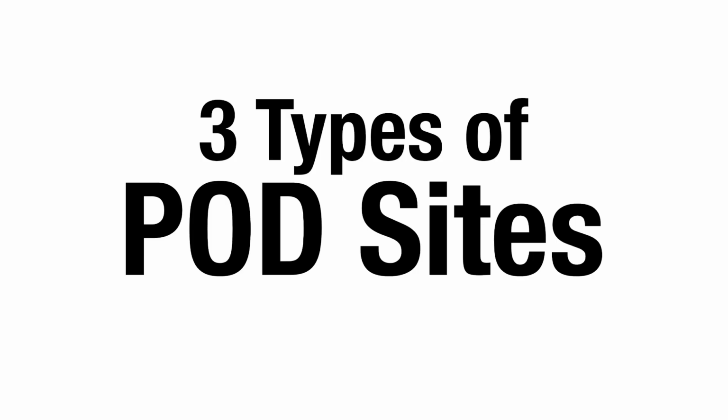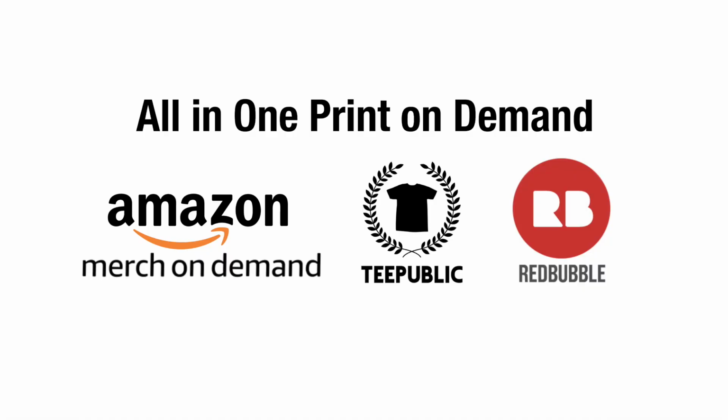So the first thing you need to know is that all print-on-demand sites out there on the internet can be divided or put into one of three different categories. The first category I like to call the all-in-one print-on-demand sites. So these include sites like Amazon Merch on Demand, TeePublic, Redbubble, and other sites like Zazzle, Cafe Press, Spreadshirt, and more that do everything for you. The printing, the shipping, the customer service, and so on.